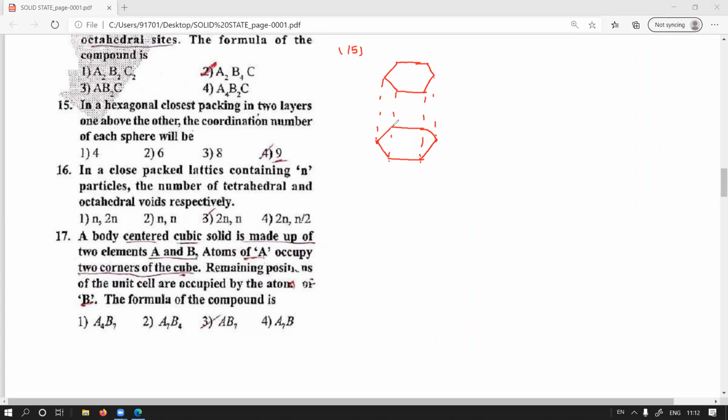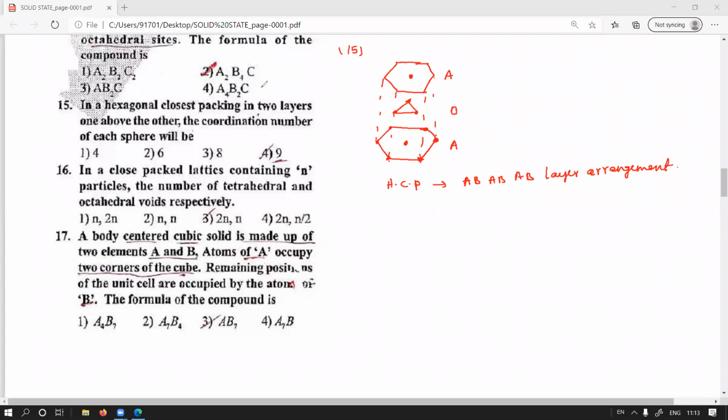Like the hexagon corners, how many corners are present? 6 corners are present, so 6 atoms are present here. One center of the hexagon, 1 atom is present here, and in the middle 3 atoms are present. Body center 3 atoms are present. So this is A layer, this is B layer, and A layer. This is the HCP, hexagonal closed packing structure, as AB layer arrangement. Okay, it is very clear.